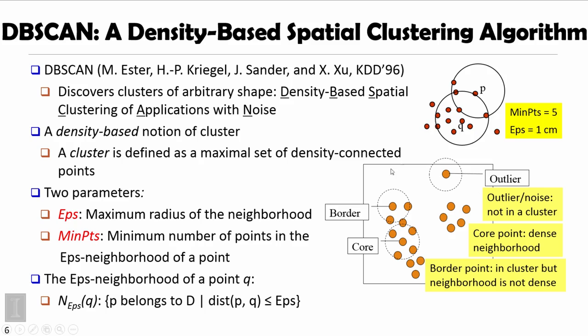For example, if you look at this point, and you think this one is Q, its neighborhood includes like 5 points, so we can call this one a core. But if it itself does not have that many neighbors, but it can be reached by the cluster, we call it a border. But if it's isolated, cannot form a cluster, and cannot be reached by other clusters, we call this one an outlier or noise.